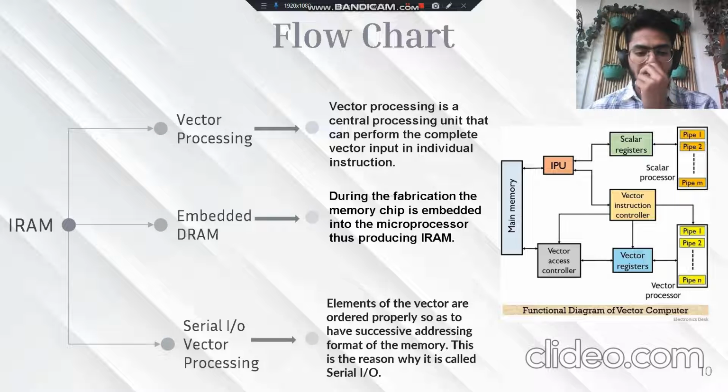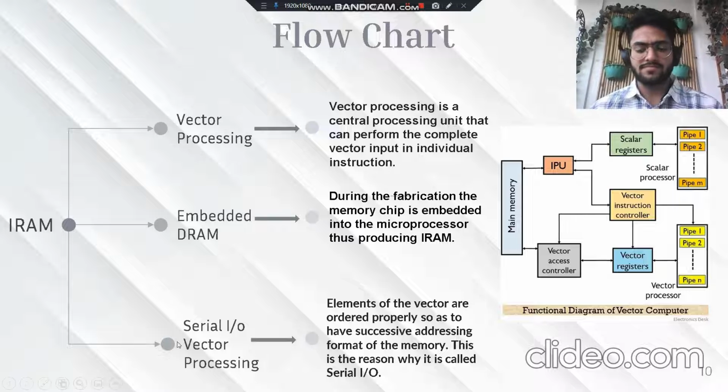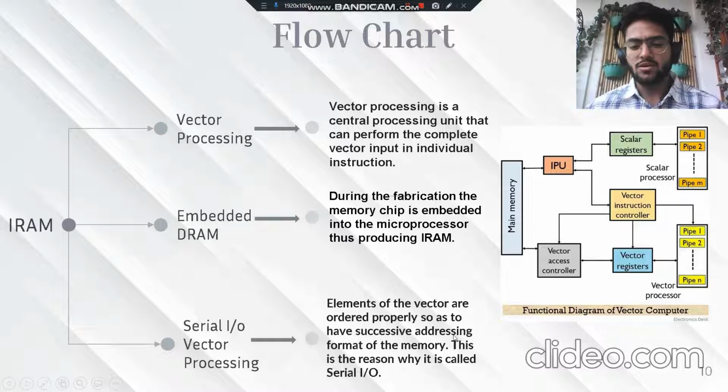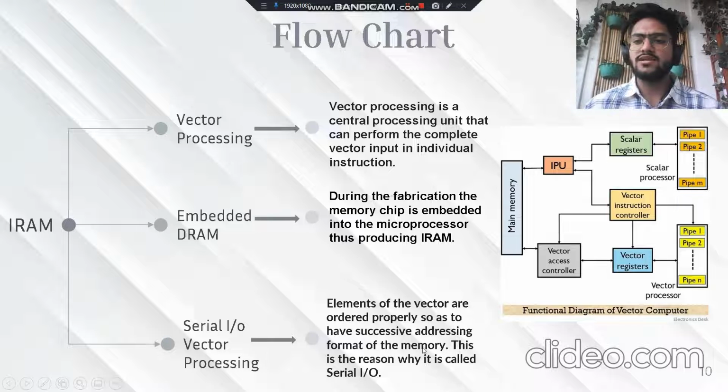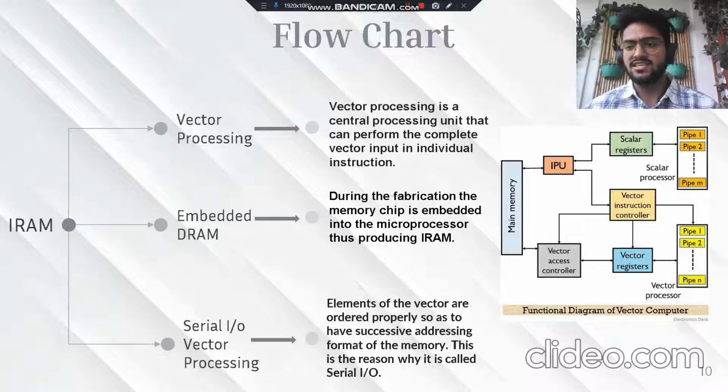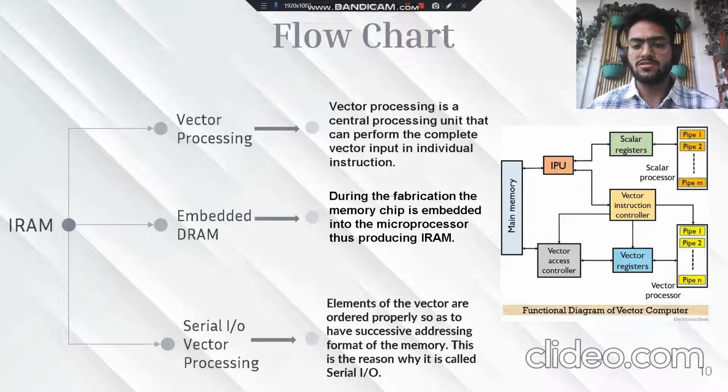Now, serial input and output vector processing. Elements of the vector are ordered properly so as to have successive addressing format of the memory. This is the reason why it is called serial. Serial means one by one. It addresses each one of the problems one by one. Every problem has its own memory. So it's a successive thing. That's why every problem is addressed one by one.